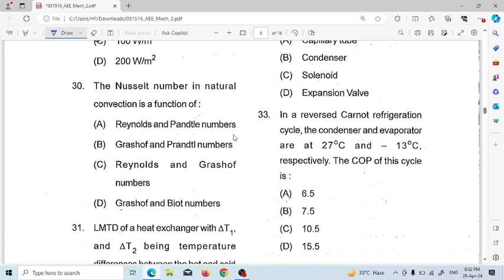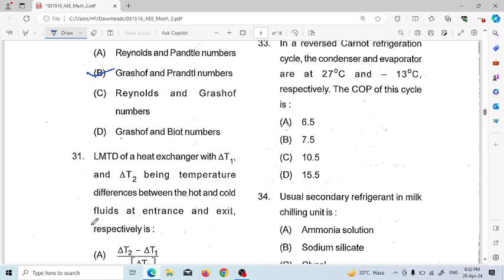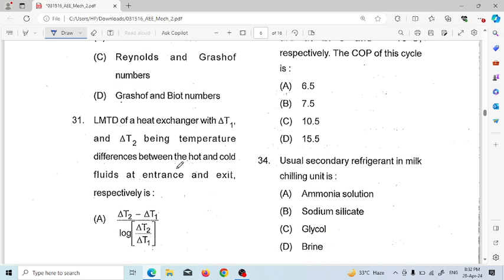Then Nusselt number in natural convection is a function of. So answer will be Reynolds number and Prandtl number. Sorry, this is natural convection. So this will be Grashof number and Prandtl number, not Reynolds number. Next, LMTD of heat exchanger, del T1 and del T2 being the temperature difference between hot and cold fluid at entrance and exit. Then LMTD is del T2 minus del T1 divided by log del T2 by del T1. So answer will be option A.